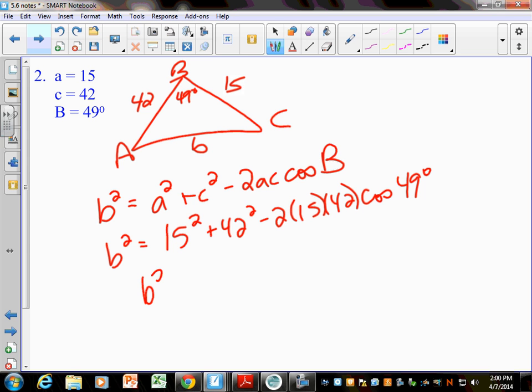And I got b squared equals 1,162.365623. Hopefully you don't tell me that that's the side of the triangle. That's a pretty big triangle. You take the square root of that, and I got b equals 34.1. Did you get that? So if we just do it like this, all of those steps, if you write this and you have your answer, I'm okay with that.